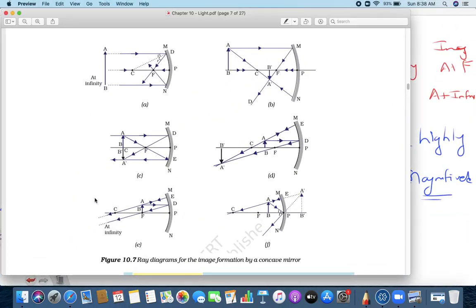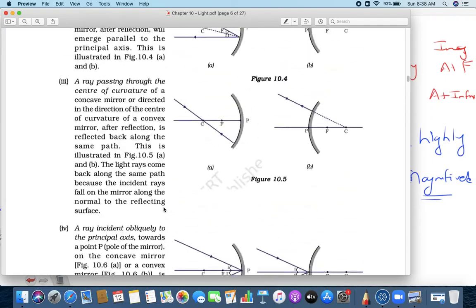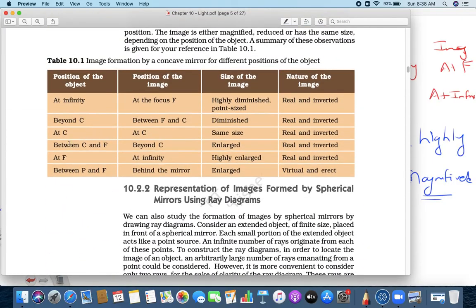If you see the figure number E, the third one, that is E. When you put your object at F, the first ray parallel to principal axis goes to infinity and the other is at C. And if you show it on the table, can you see case number 5th at F, where you get your image at infinity, highly magnified means enlarged, real and inverted.